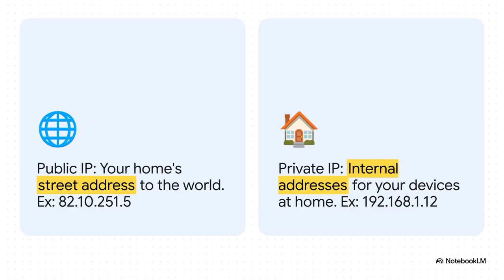Your public IP? That's like the main street address for your entire house. It's the one address your internet provider assigns you, and it's how the whole world, we're talking Google, Netflix, you name it, finds your network. But inside your house, right, you've got your laptop, your phone, a smart TV. Your router gives each of those a private IP. Think of them like room numbers. That way, your router knows to send that movie stream to the living room TV and not to your printer.